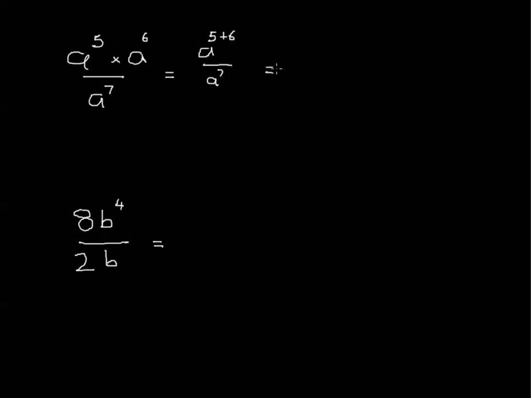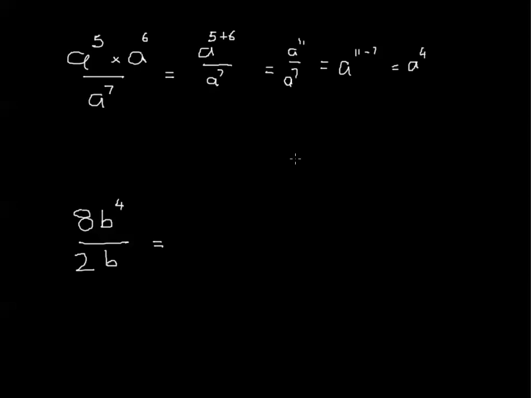Follow the same rules, so a to the power of 11 over a to the power of 7. Which means a to the power of 11, because when we divide them, we minus it. So a to the power of 11 take 7 gives us an answer of a to the power of 4.